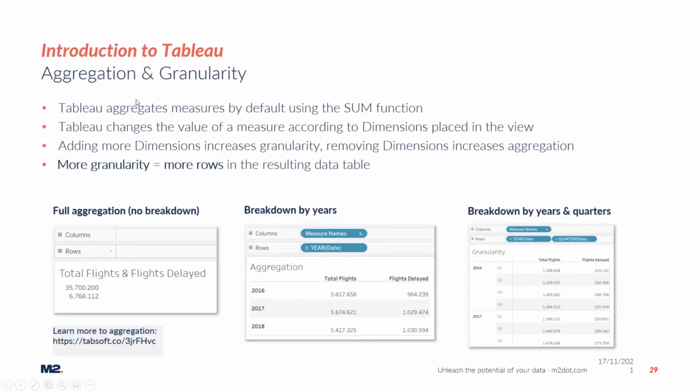So basically, talking about aggregation granularity, again, Tableau aggregates all the measures for us by default, and it uses the sum function. And it will change the value if we add or take out some dimensions. And basically, more granularity means more rows, more details to our view.